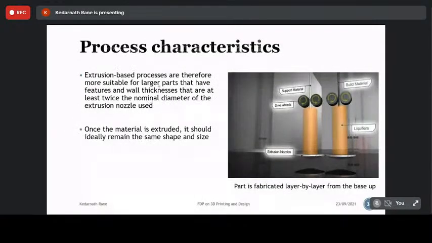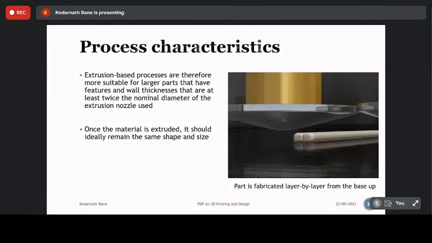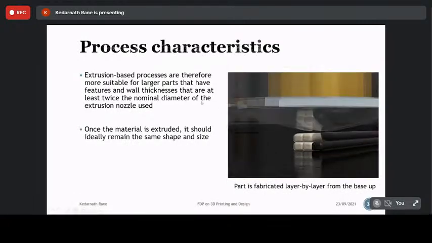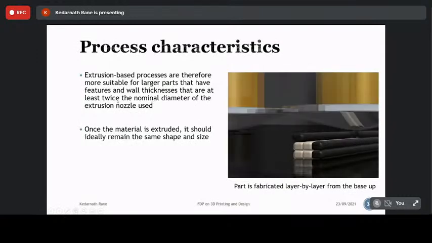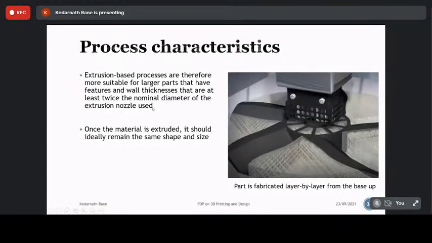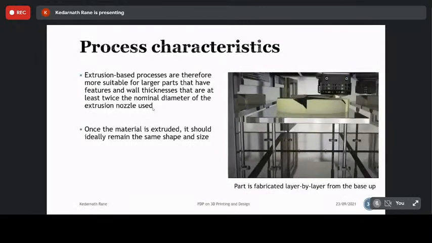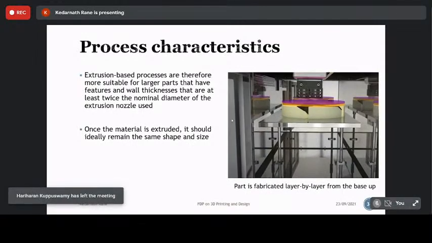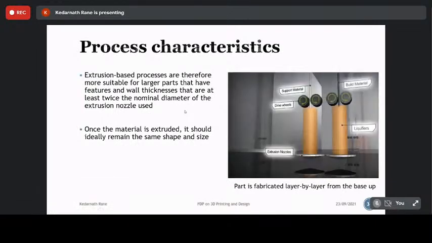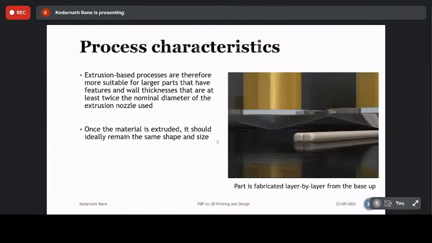Another aspect I need to cover is the suitability of large parts and the wall thickness limitation. There is a thumb rule, I must say, of at least twice the nominal diameter of the extrusion nozzle used. If you look at the design rules for extrusion systems, you can find many schematics talking about the diameter of the nozzle, the diameter of the deposition stand, and their correlations.